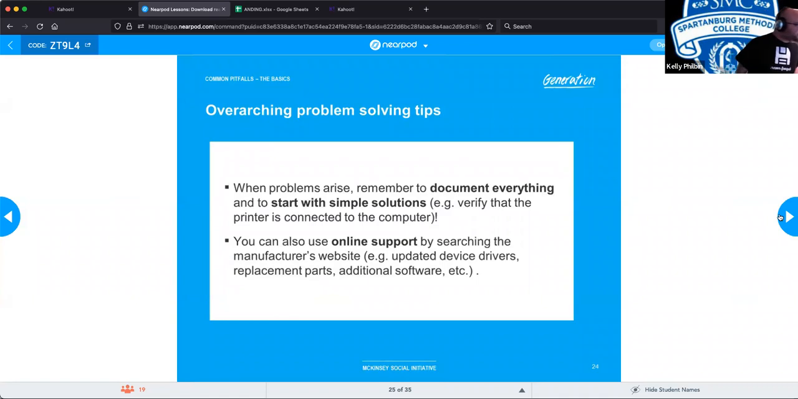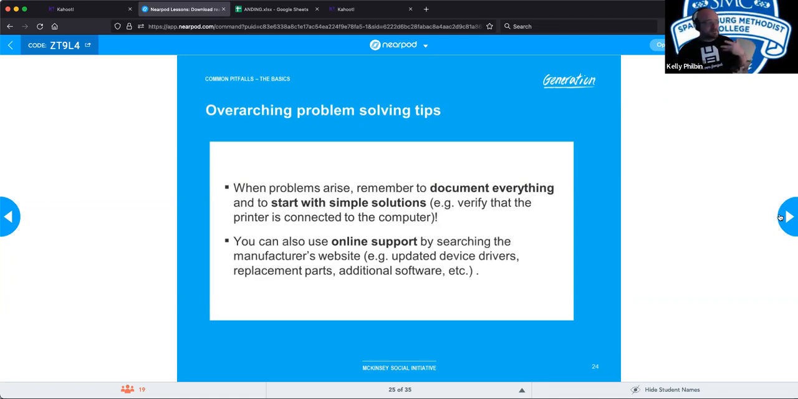So overarching problem solving tips. When problems arise, remember, document everything. If somebody brings something to you, you need to document the condition it was brought to you in, any physical damage you may see, things of that nature, just because you want to make sure that things that weren't your issue are not attributed to you. I would never say people would try to do something like that, but people would try to do something like that.